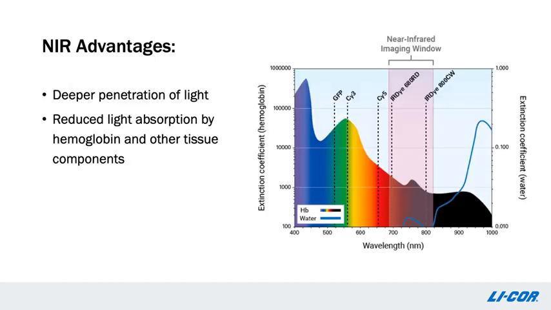For in vivo imaging, it's important to not only get deep penetration of laser light into tissues and organs, but be able to measure the emission signal from the fluorophore back out of the animal. The near-infrared wavelengths used for the Pearl Trilogy, around 700 and 800 nanometers, are where water, hemoglobin, and other tissue components have reduced light absorption. This allows for maximum penetration and sensitivity using near-infrared fluorescence.